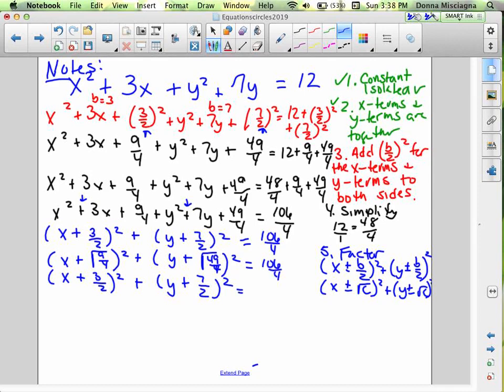Right, for this part, the last one, we're all done. I'm going to reduce it now, and that was 53 halves. When I go to find the radius, I'm going to go back to the 106/4. Right? So here is the equation in standard form. And now let's find the center and the radius to end this video.